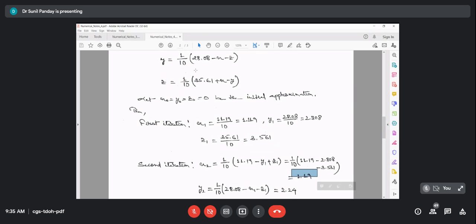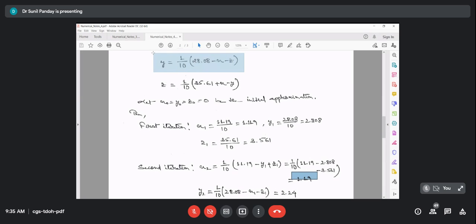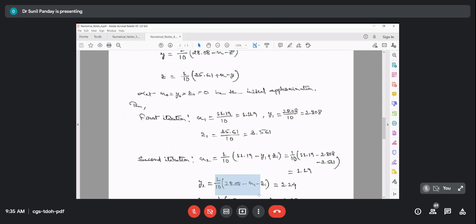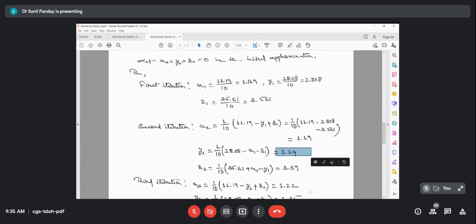Now to get y2 in this equation, on the left I write y2, and on the right I write x1 and z1. I will get my updated iteration for y2, and x1, z1 I will substitute from the previous step, the first iteration, and I will get the updated value of y2.